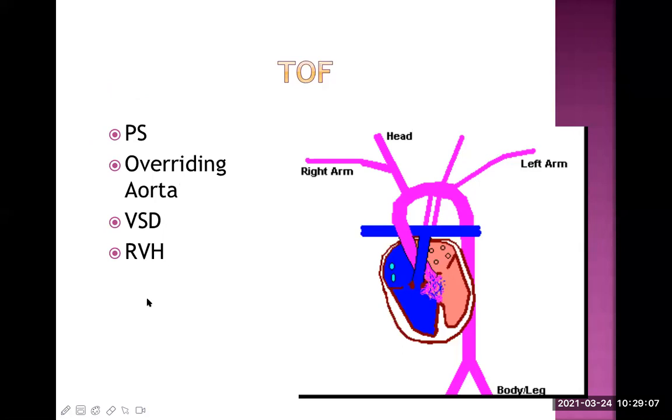Now, TOF, these are the 4 components. Many times I have explained this: pulmonary stenosis, overriding of the aorta, VSD, and RVH. And look at this, this is the PDA. The PDA is present in most of the complicated types of heart defect, just for mixing the circulation.